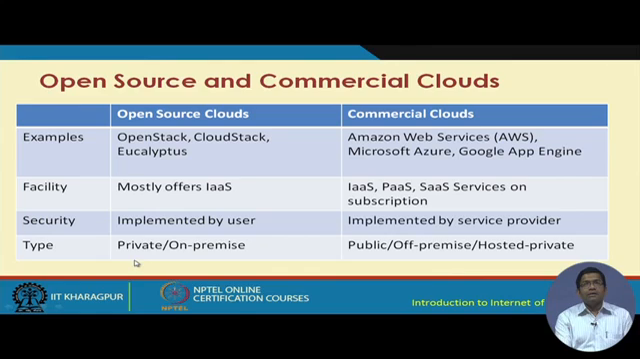So here the type of the cloud is private, on premise, that means in the facility of the user the cloud will be installed, and the commercial clouds are basically public, off premise. So these are not available on the campus, in the institutional premises. These are made available to the public, and these have to be subscribed to over the internet.